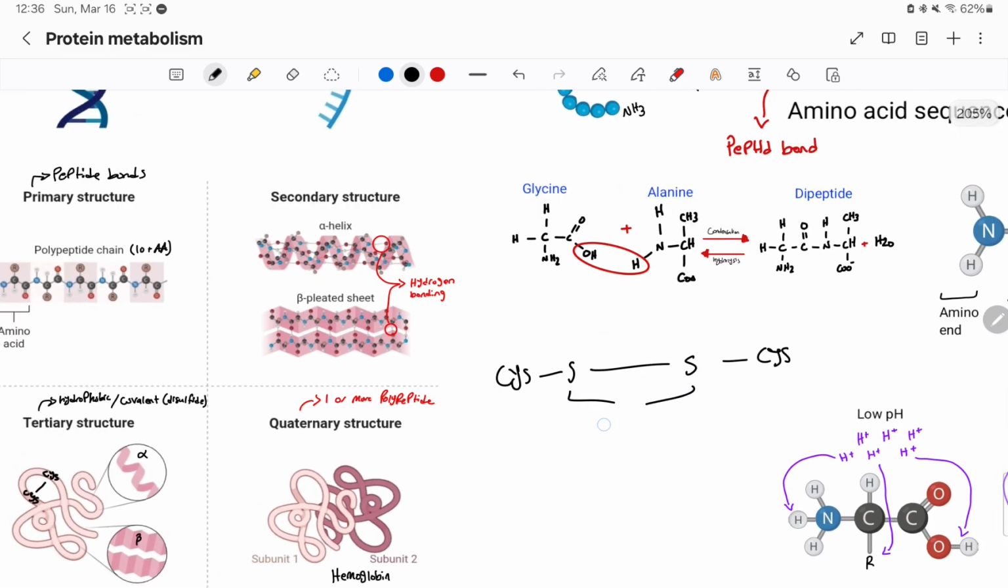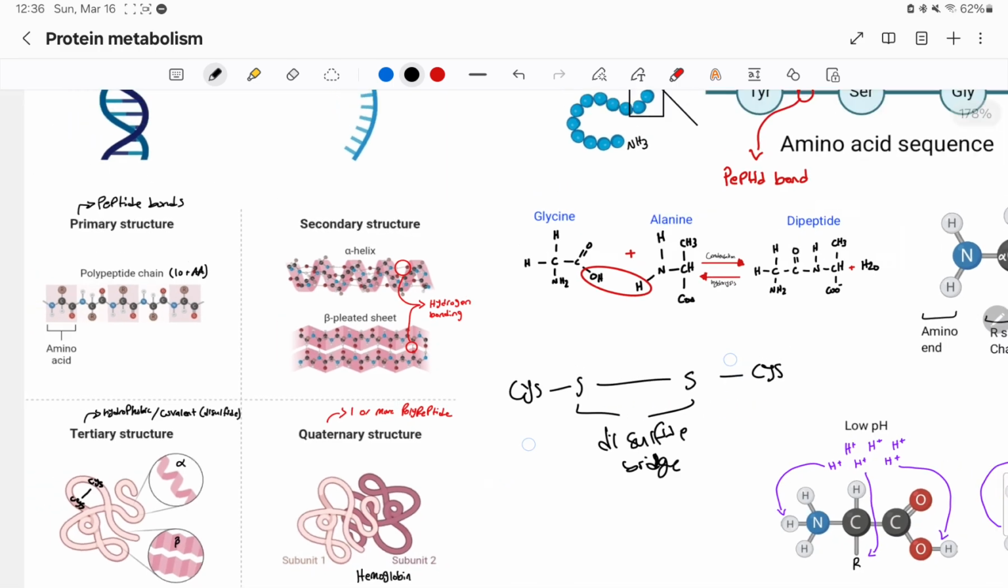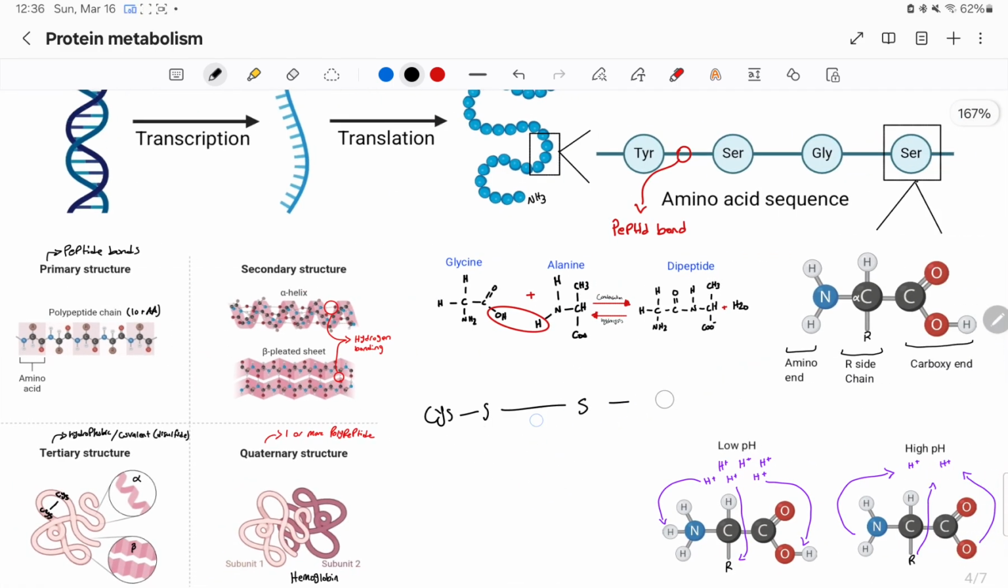They call that a disulfide bridge. This is a covalent bond. This is a very strong bond. So that's a disulfide bridge. And again, covalent bonding and hydrophobic bonding can determine the tertiary structure of a protein. And you can see, again, it consists of alpha and beta pleated sheets here as well.